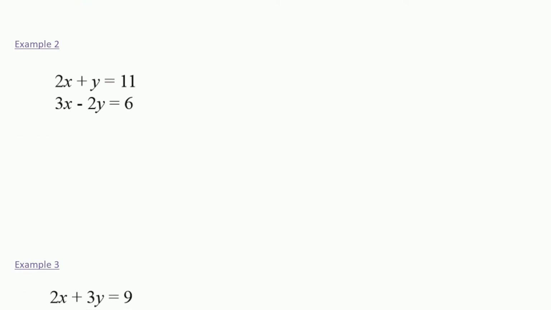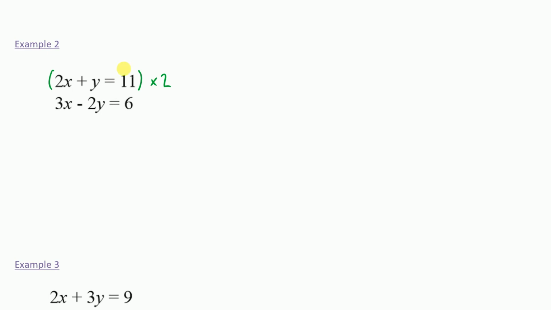In our second example, we see things aren't quite as straightforward. I don't have the same number of x's, and I don't have the same number of y's. So to start with, I need to make sure I've either got the same number of x's or the same number of y's. And the easiest thing to do in this case is to take all of my first equation and multiply it by 2.